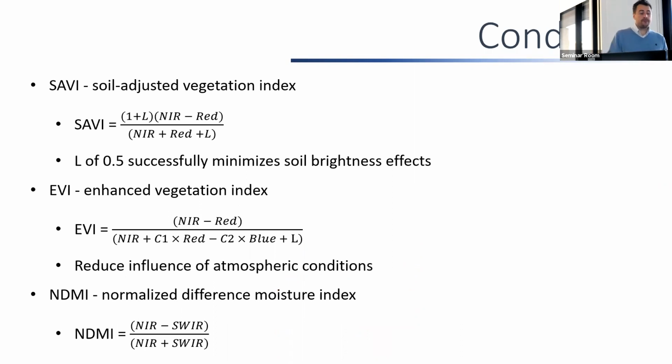We also used a number of different other metrics. So the soil adjusted vegetation index, which is like NDVI, but minimizes soil brightness effects. We used EVI, which is used to reduce atmospheric conditions. And then the normalized difference moisture index, which is to look at the vegetation water content structure of the spongy mesophyll. So we've got 4 vegetation indices that we're looking at to see whether the vegetation of an individual area of mangroves has changed over time.